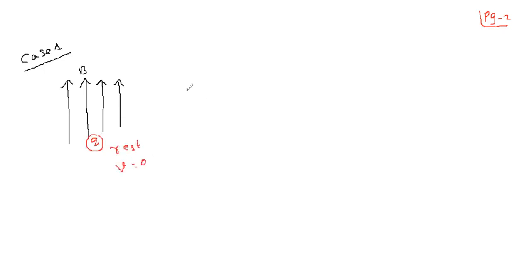Let us imagine it is case 1. In case 1, this is the direction of the magnetic field. In this magnetic field, assume the charged particle is at rest. So velocity v equal to 0. What is the formula? F is equal to BQV sin theta. Since v equal to 0, F is equal to BQ into 0 sin theta. Then what is the force? 0. Any charged particle at rest experiences no force.